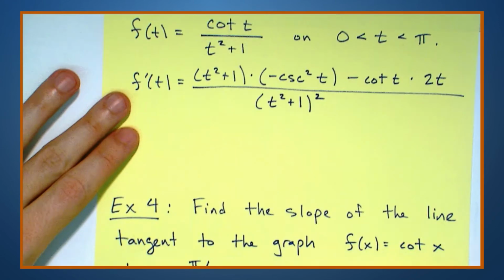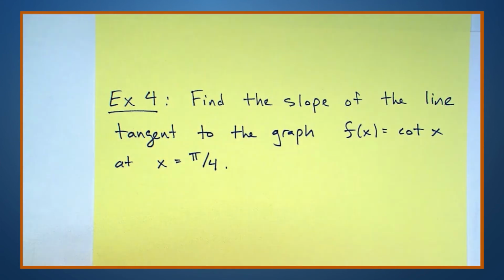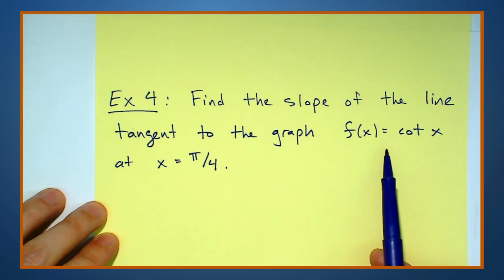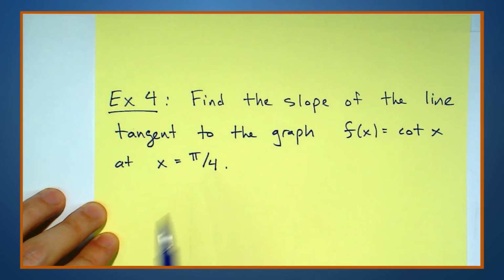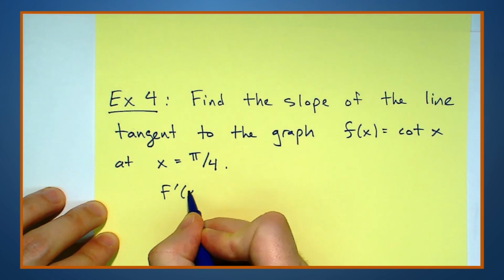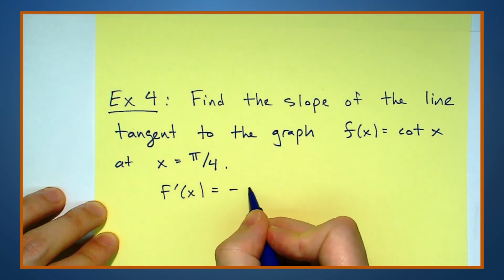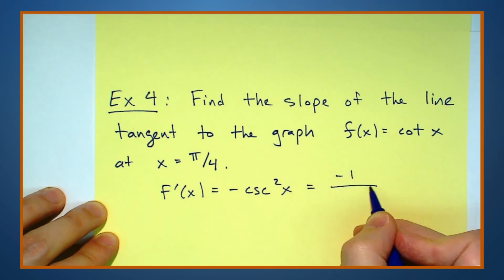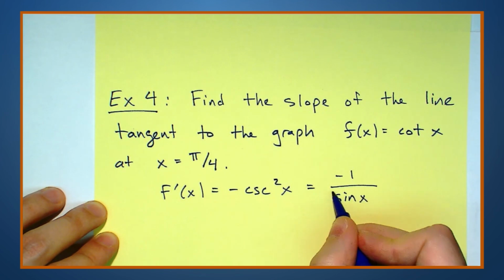Finally, find the slope of the line tangent to the graph f of x equals cotangent x at the point x equals pi over 4. Recall that the value of the derivative tells you the slope of the tangent line. So this question is asking us to first compute the derivative, and second, evaluate at the number pi over 4. As we saw previously, f prime of x is minus cosecant squared x, or if you prefer, minus 1 over sine of x squared.